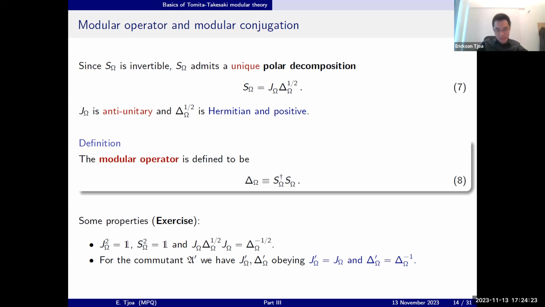For example, J squared is identity, S squared is identity, and therefore J, which is what we call the modular conjugation, sends delta to the half, the square root of delta, to one over the square root of delta.